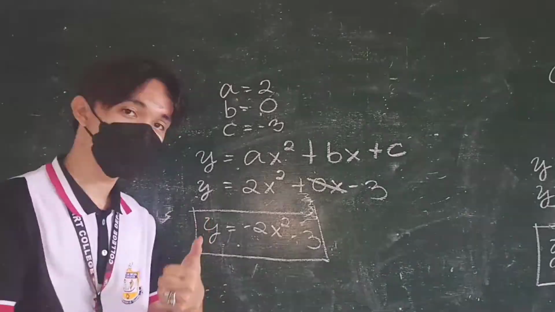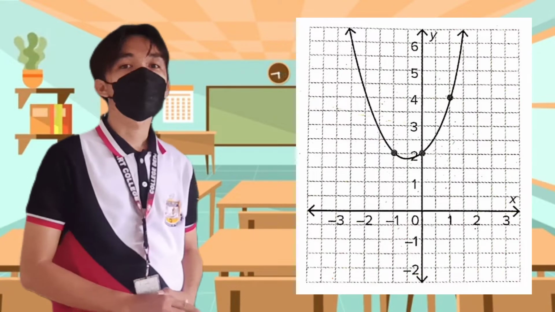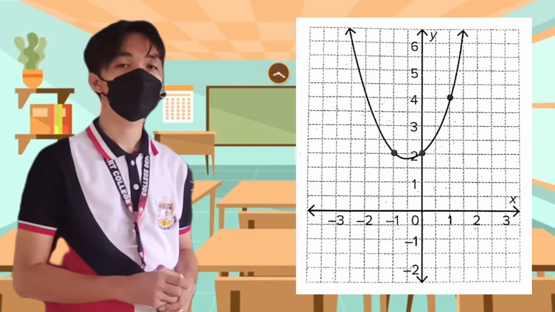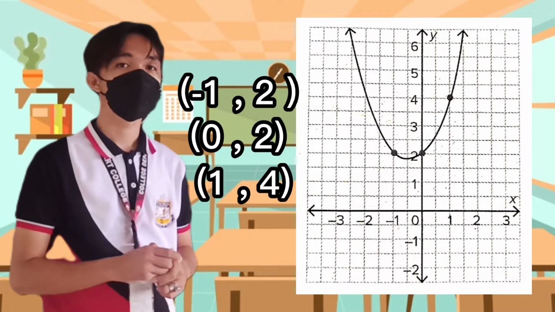Get it, class? How to find the equation given the graph? Look at the graph and write down the ordered pairs. Then proceed to the same process of solving done in the previous lesson, which is about finding the quadratic equation of quadratic function given the table of values. For example, look at this graph. Consider the points negative 1, 2, 0, 2, and 1, 4 on this graph.